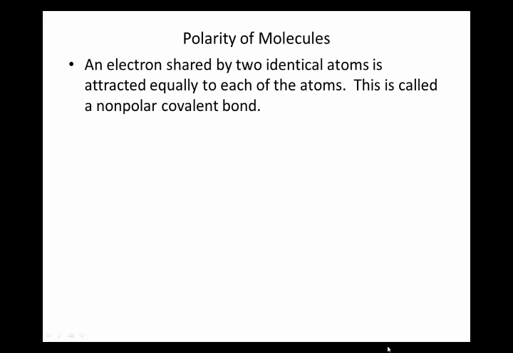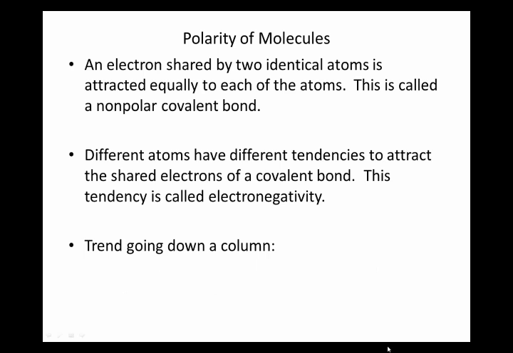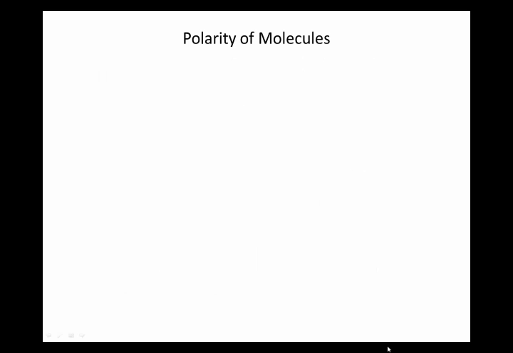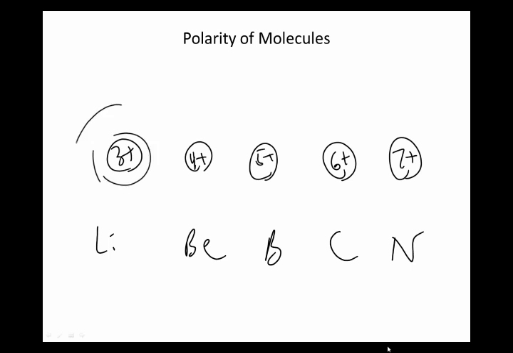So the second trend has to do with going across the period. So let's actually dissect this before I reveal what the trend is. Let's talk about lithium, beryllium, boron, carbon, nitrogen, because I don't have room for all of them. What's important to know is that lithium has 3 protons. Beryllium has 4 protons. Boron has 5 protons. Carbon has 6 protons. Nitrogen has 7 protons.